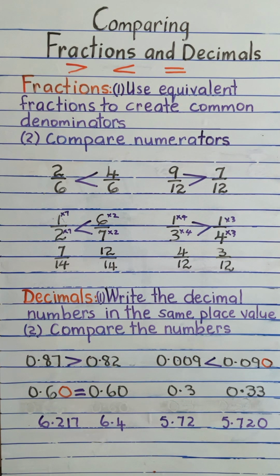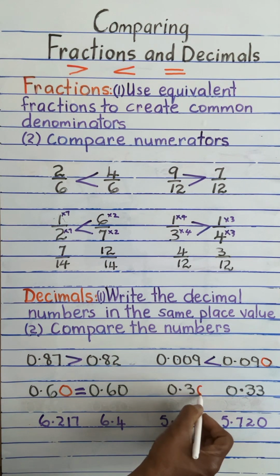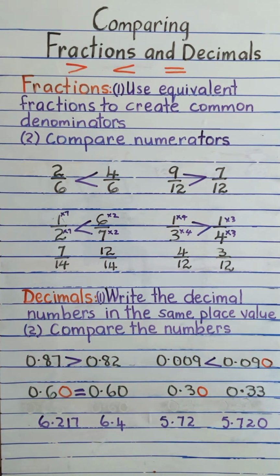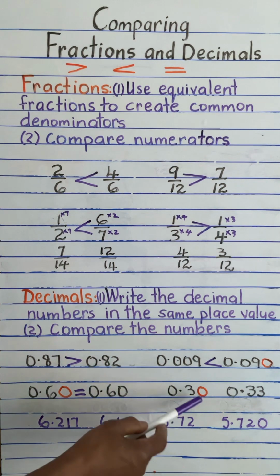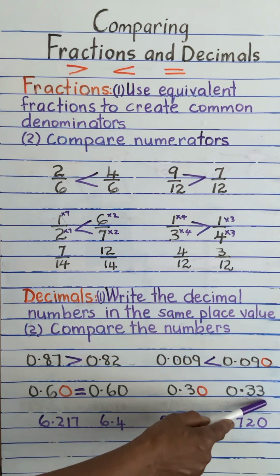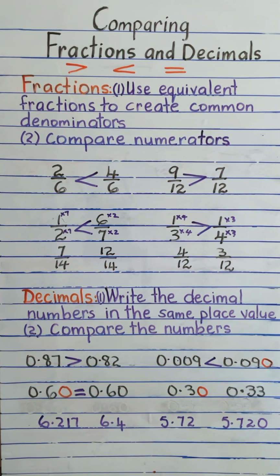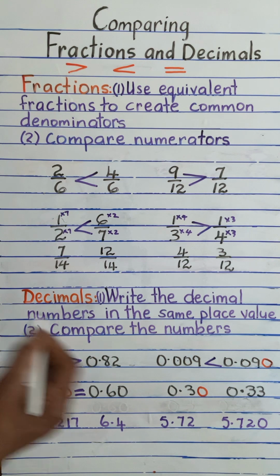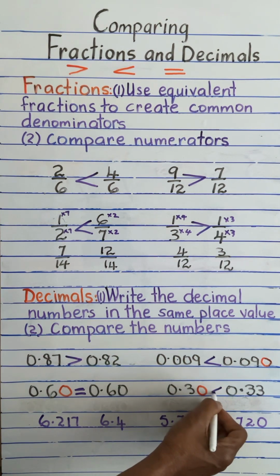Next we have 0.3 and 0.33. Let's put our placeholder. Now we can compare. 3 here and 3 here. Cannot compare. We have a 0 here and a 3 here. So this 0 is less than that 3. So 0.3 is less than 0.33. Less.